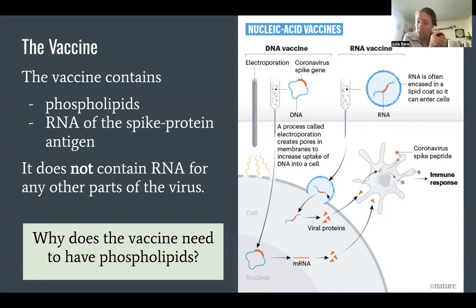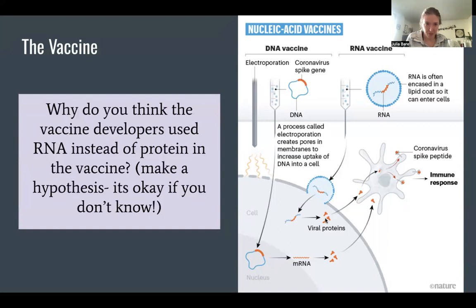So they give it to you in a phospholipid capsule, and this allows it to get into your cells and produce viral spike proteins, and then your immune cells, aka your macrophages, can recognize those spike proteins and send an immune response, aka your helper T cells, to trigger an immune response without ever getting the infection. So this is how we were able to develop a vaccine, right?